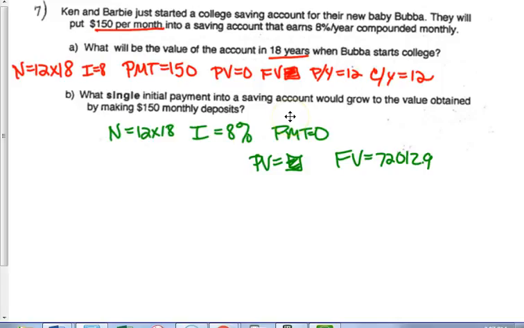But then it says, what if they didn't want to bother with monthly payments and instead wanted to end up at the same place, but put it all away at once the day he's born? Or maybe grandma says, I'm not sure I'm going to be around in 18 years, so I'm going to put away a bunch of money right now to match what you're going to have. So to work it backwards, I left the answer from part A in my future value, but changed my payment to 0 and solved for the present value. What would I have to put in there today to equal the same future value?